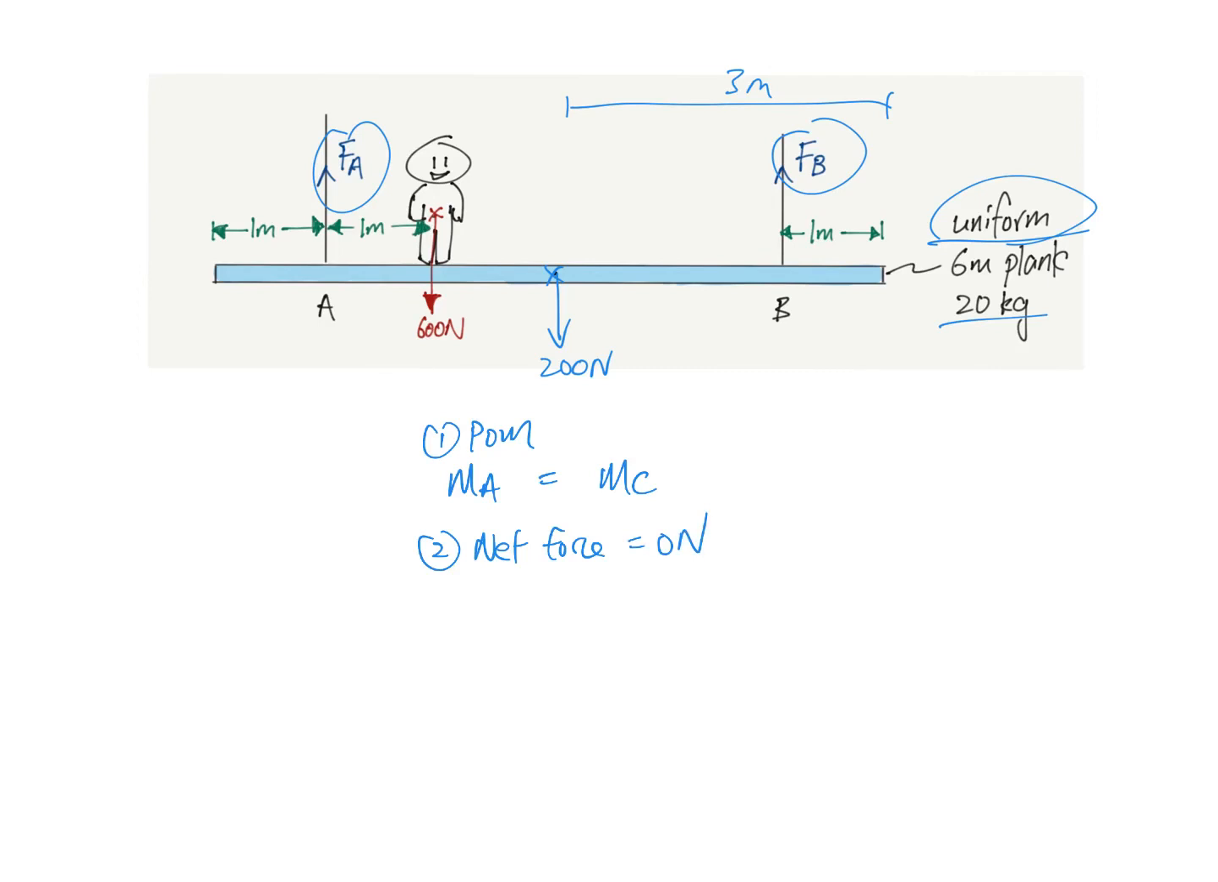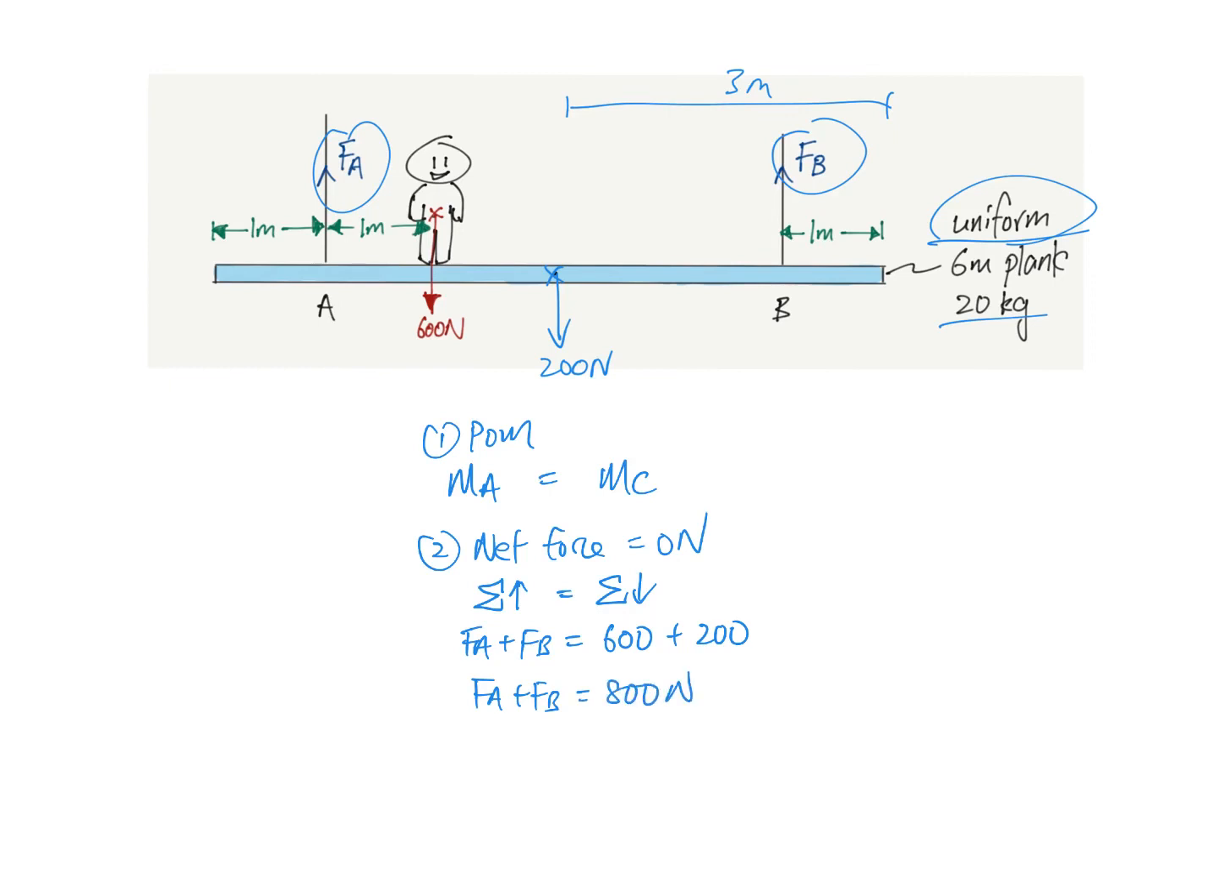As for this question, all the forces are either upwards or downwards, so I can say that total upward forces must equal total downward forces. And for this case, FA and FB are my upward forces. They have to equal my downward forces of 600, the weight of the person, plus the weight of the wooden plank. So FA plus FB will be equal to 800 Newton.